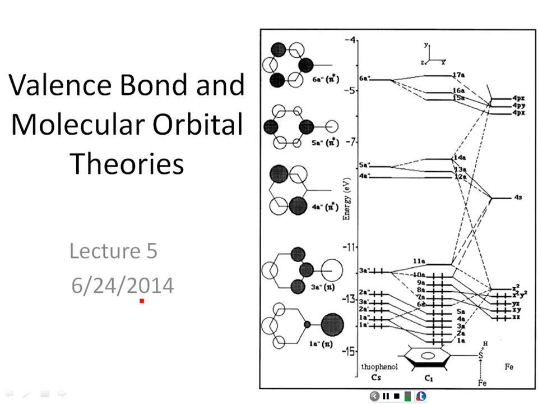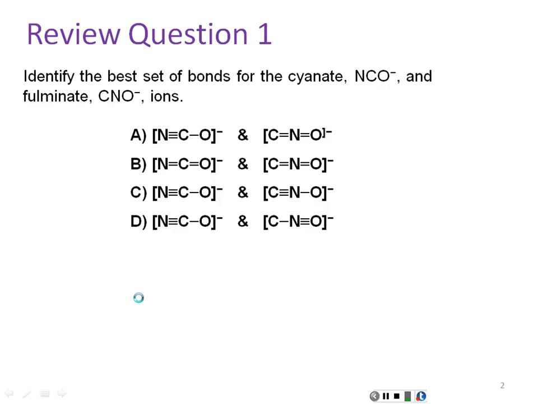This lecture we're going to be covering material from Chapter 11, and that is specifically valence bond and molecular orbital theories. Now, valence bond theory builds off of VSEPR theory, material we were talking about in Chapter 10, and then molecular orbital theory is a little bit different on its own, and we'll be covering that in the second half of the lecture. Let's start with some review questions over Chapter 10 material.